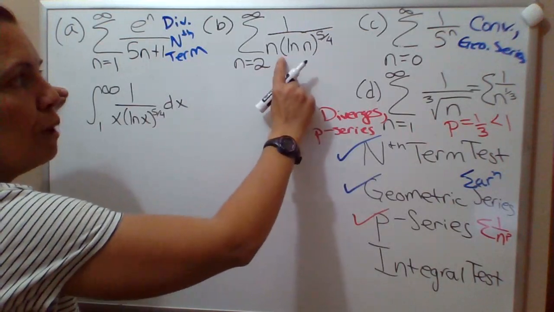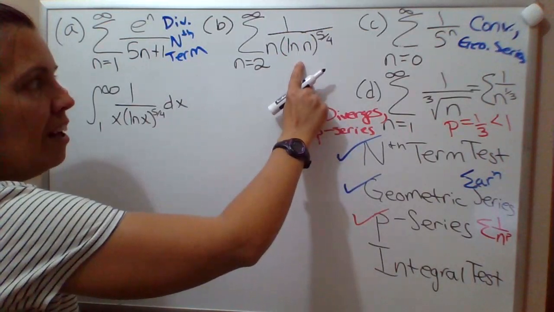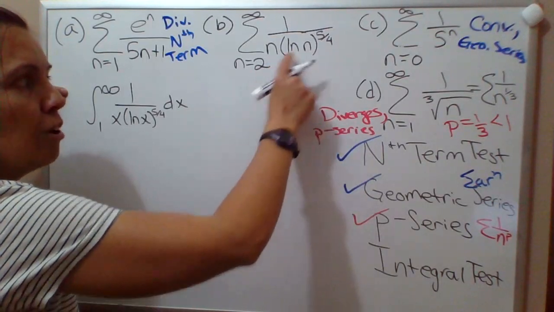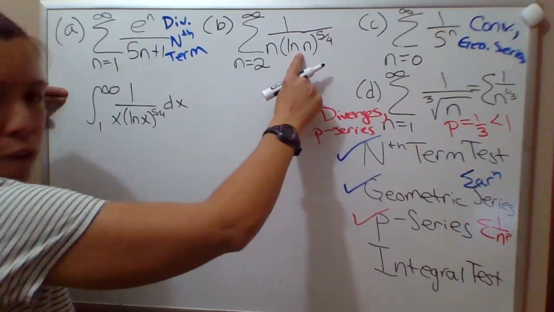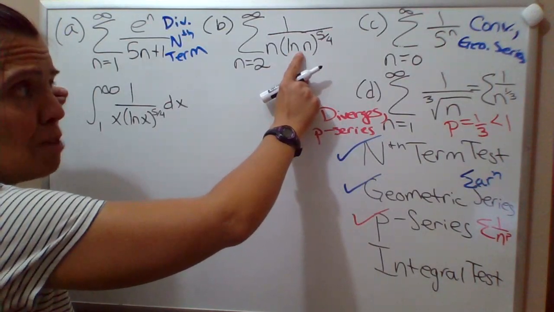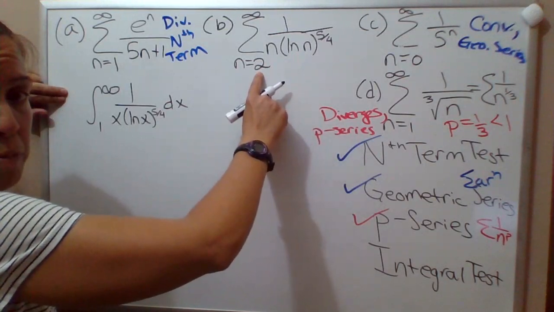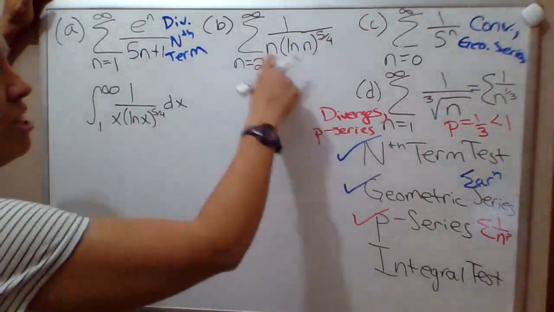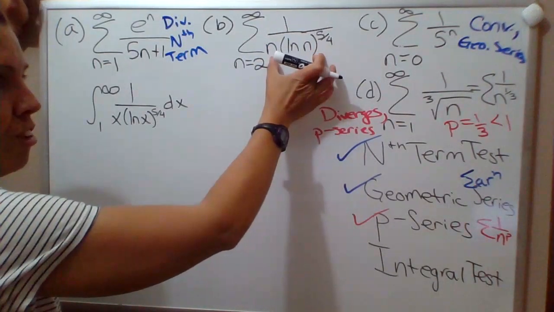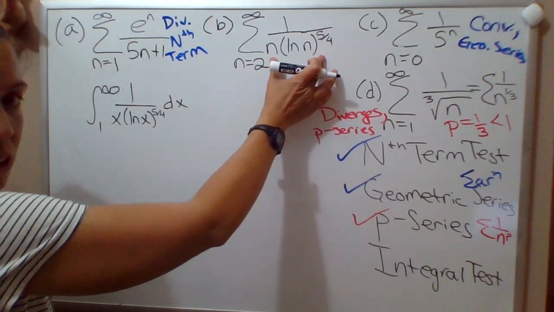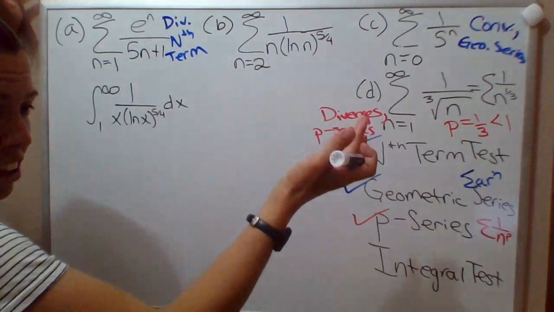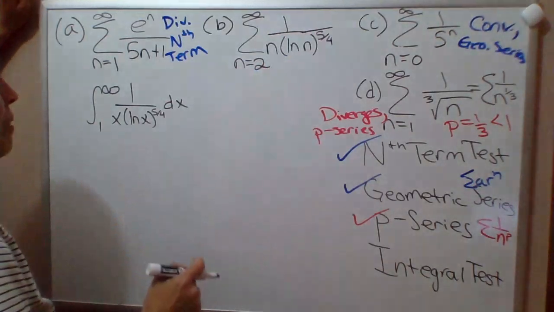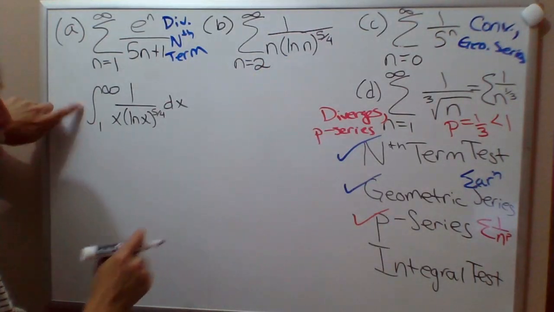So if n is 2 or bigger, this expression is certainly positive. It's continuous because we don't have to worry about the denominator being 0. n is 2 or bigger. We don't have to worry about encountering that vertical asymptote in the natural log graph, because that happens when n equals 0, which is not part of this sum. So it is continuous and it is positive. Decreasing, sure. If your denominator is increasing and the numerator is fixed, then the fraction is getting smaller and smaller. So this is a decreasing expression. Okay, so we can apply the integral test.